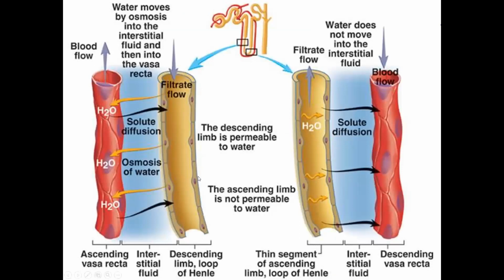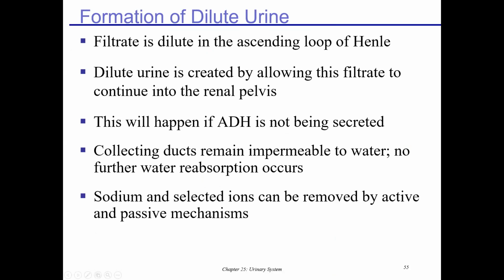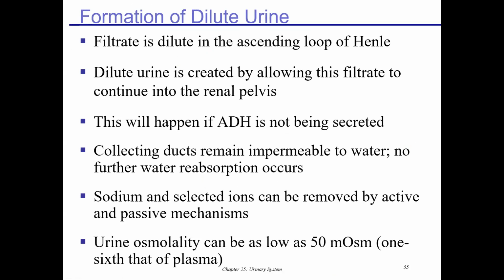Right here, we have our descending loop. Here, water goes out. On the ascending side, water can't get out, but sodium can leave. And I just said this already, I'll say it again. If we didn't do anything else to the filtrate after going through the loop of Henle, we would have an ultra dilute urine. We can have urine that is osmotically down to 50 milliosmoles.